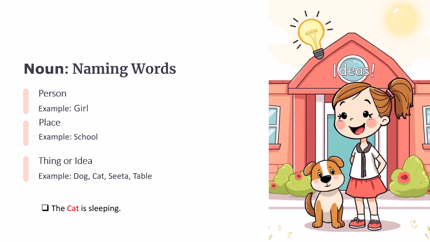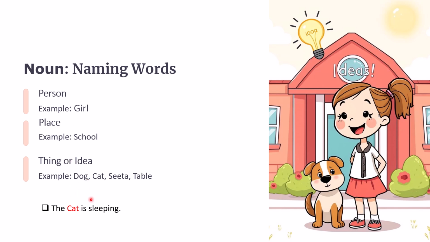Talking about noun. Noun is a naming word. A noun is a name of a person, place, thing, animal, or idea. For example, a girl is a name of a person. That's why girl is a noun. Place. School is a place. We can call it a noun as it is a name of a place.